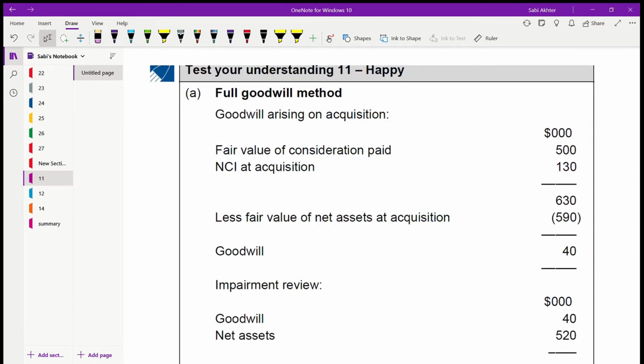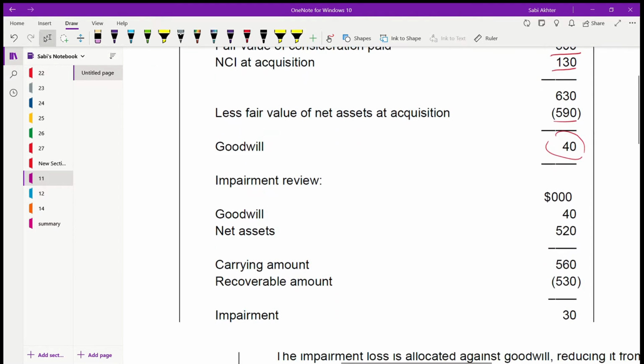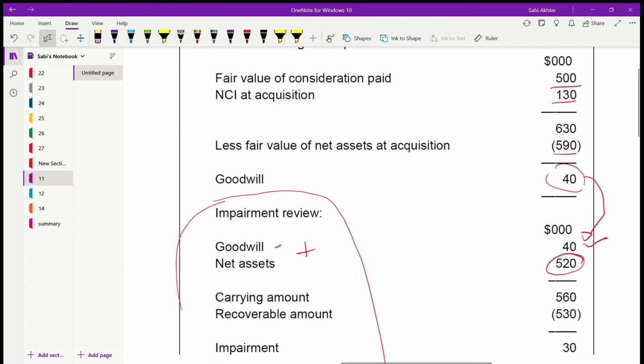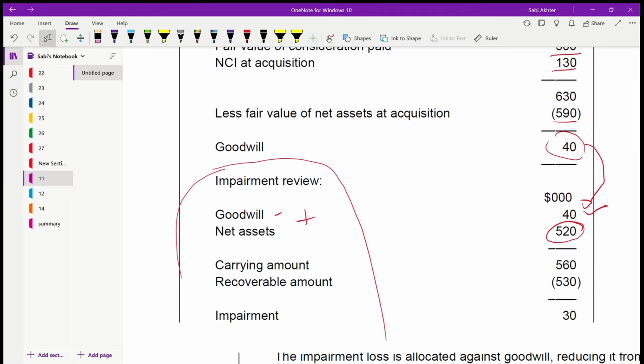So if it's the full goodwill method, fair value of consideration paid plus the fair value of NCI minus the net asset, goodwill is 40. So when you are taking the impairment review, with goodwill you have to add net asset. Goodwill is 40, this 40 you are taking here, and net asset, we have already taken here, 520. And recoverable amount is 530, so the impairment is 30.